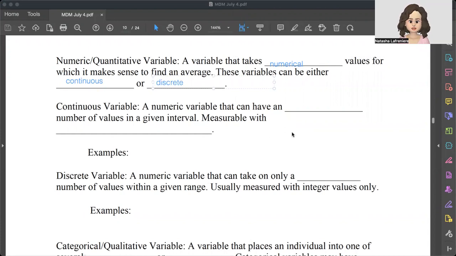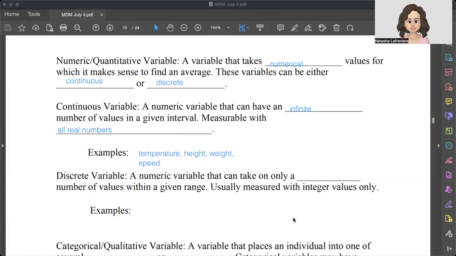A continuous variable is a numeric variable that can have an infinite number of values in a given interval, measurable with all real numbers. Examples of those are temperature, height, weight, speed. Okay, so they're all measurable by real numbers, and they can have an infinite number of values.